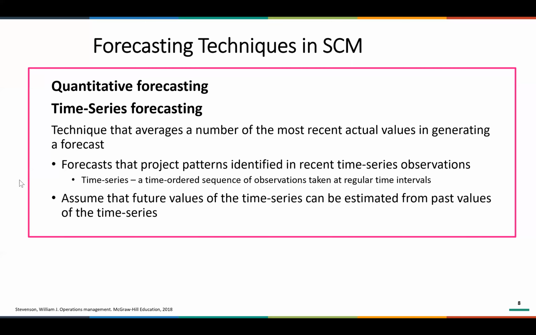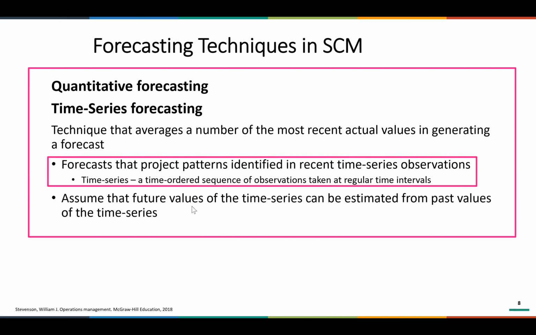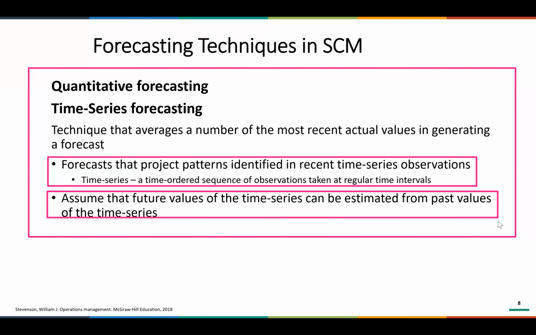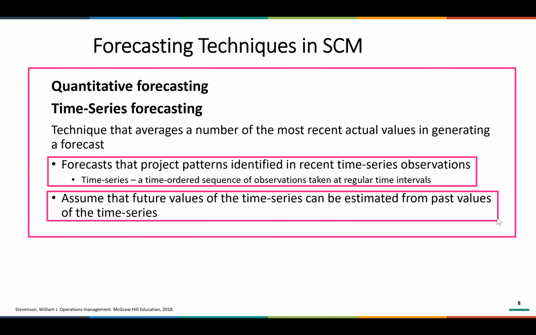For example, what will be the demand tomorrow? You will use the data from yesterday, 2 days ago, and 3 days ago. Let's say you use 3 periods, you average these numbers, and you use it to forecast. This may be the number for the demand for tomorrow, something like that. So it involves identifying the patterns in the recent time series, and it is always based on the assumption that the future value can be estimated from the past values.